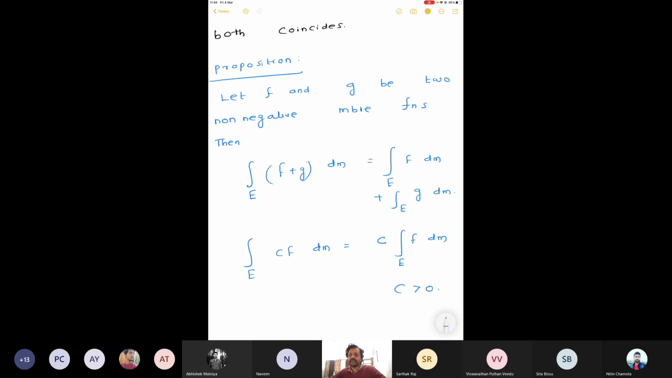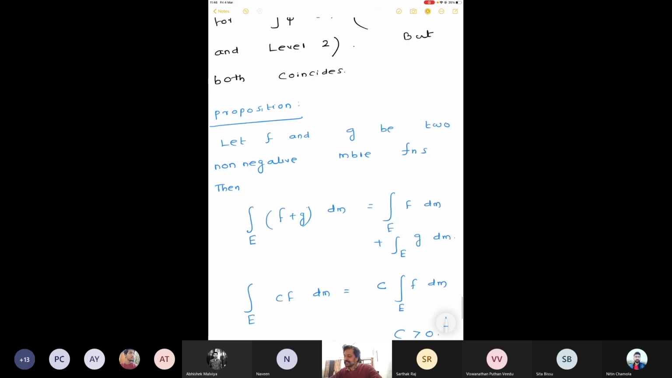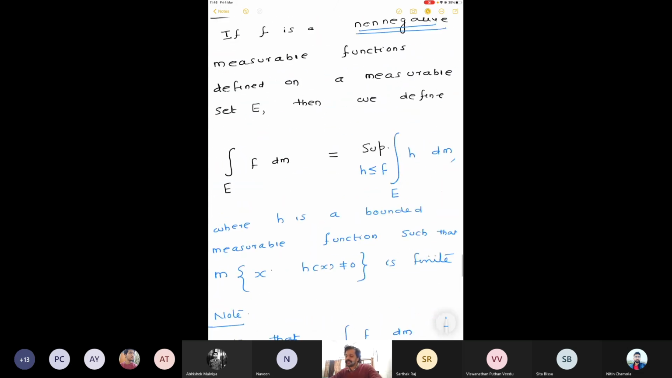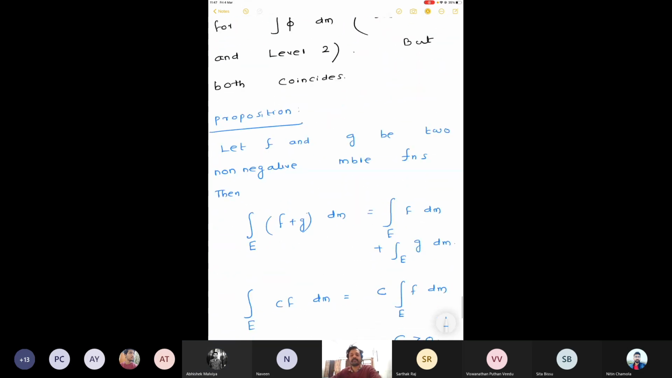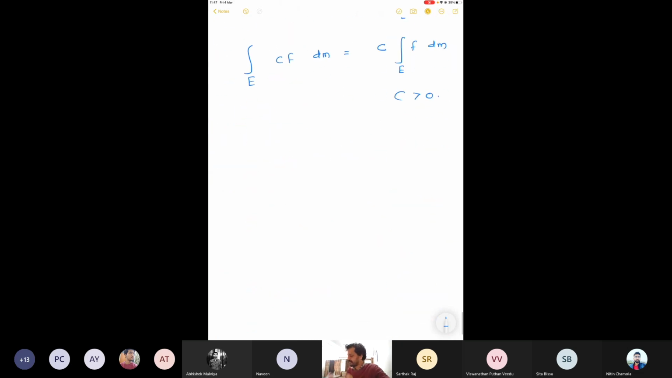Do you see that it follows directly? You see how you have defined the integral of f? It is using the integral of h, where h is a bounded measurable function. And for that case, we already proved this proposition today. Use that and you will get it. So I don't want to do the same exercise again.